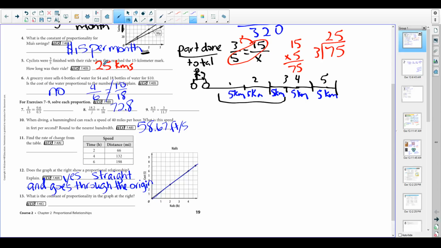Okay. All right, 7 and 9 are proportions. So we just have to answer these. We have k over 13 equals 0.6 over 0.5. So if we cross multiply here, so we have 13 times 0.6, so that's 18 with a decimal point. So that's 7.8 divided by 0.5.